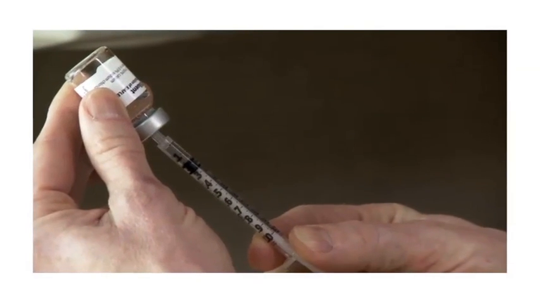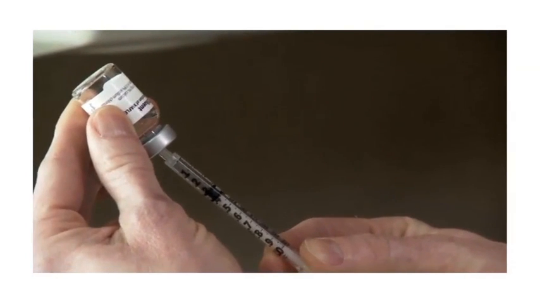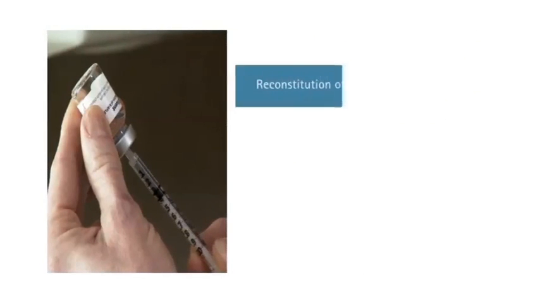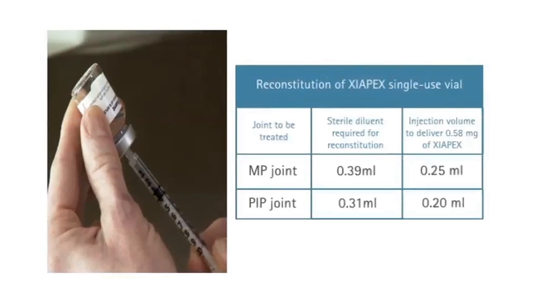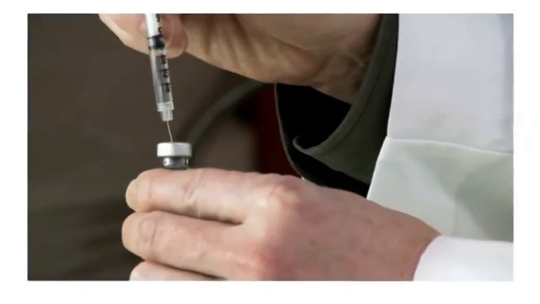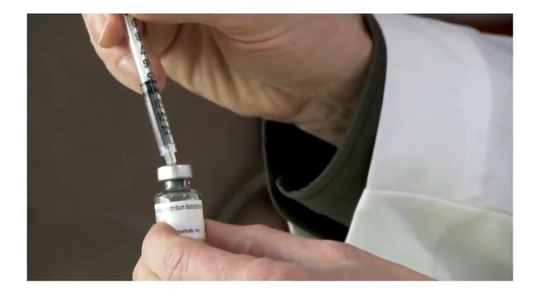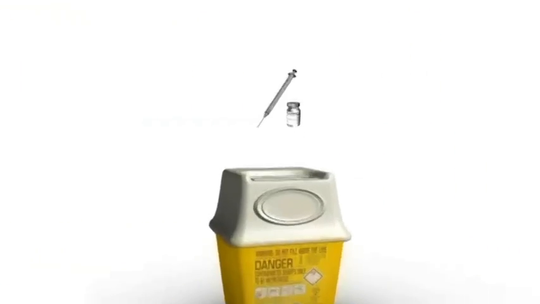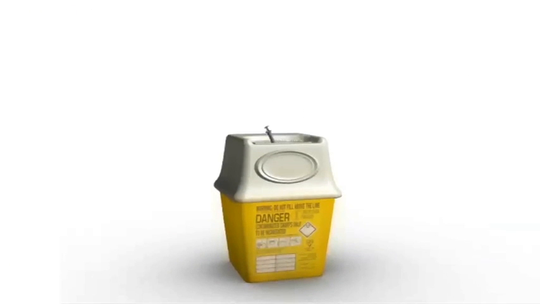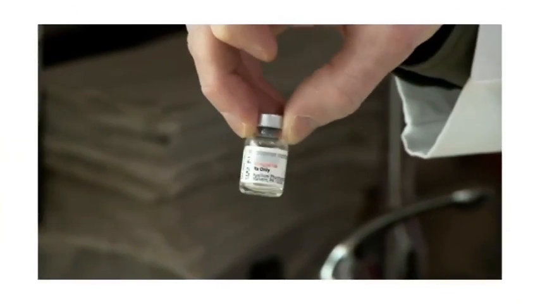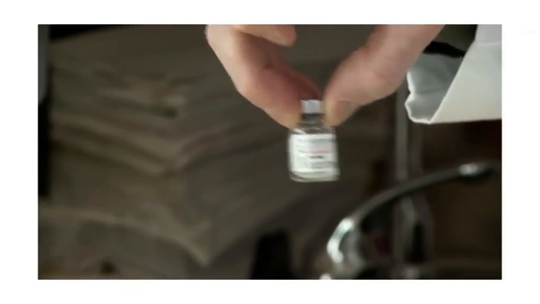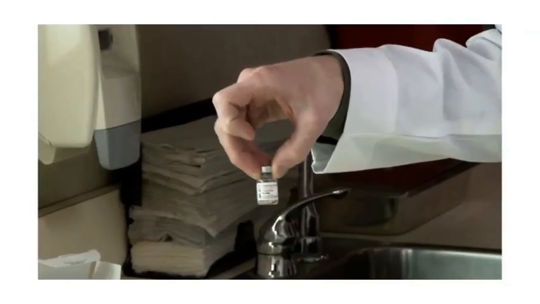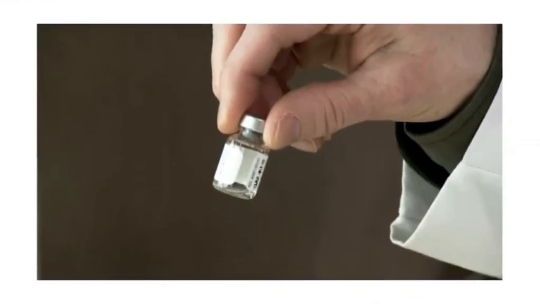You will need different quantities of diluent depending on which joints you're treating, so ensure that you have confirmed which joint is to be treated. For an MP joint, withdraw 0.39 millilitres of diluent, and for a PIP joint, withdraw 0.31 millilitres of diluent. Now inject the correct quantity of diluent slowly into the Xiapex vial containing the lyophilized powder. Discard the syringe used for reconstitution and the unused diluent remaining in the diluent vial. Using a swirling motion, now dissolve the Xiapex in the vial until the solution is completely clear. Do not invert the vial or shake the solution.